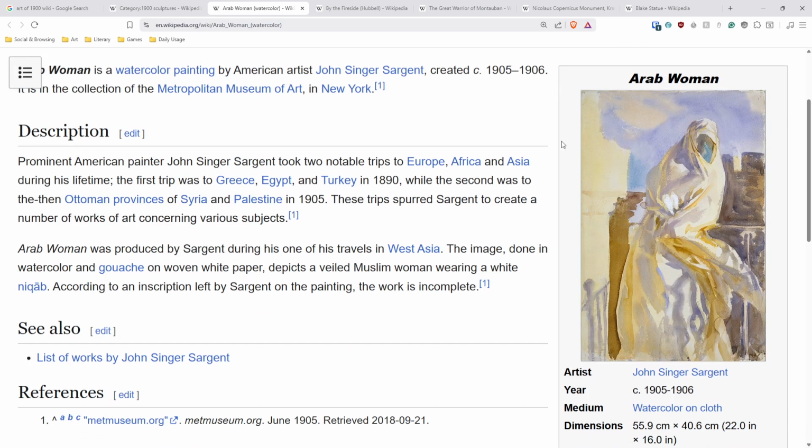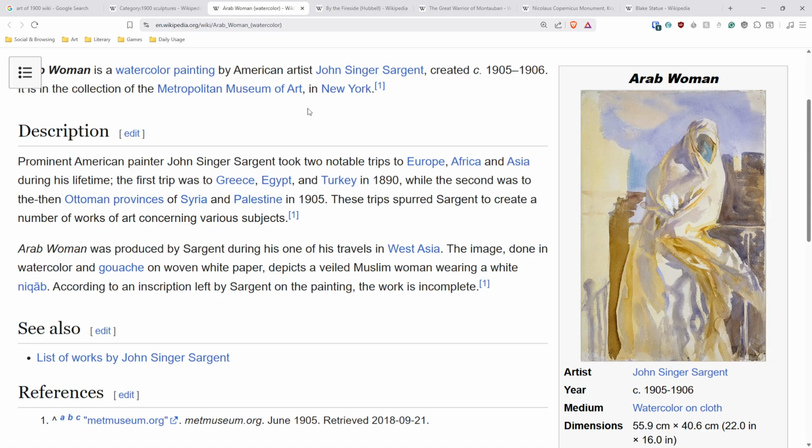This looks like a card from Magic the Gathering, kinda, to me. Prominent American painter John Singer Sargent took two notable trips to Europe, Africa, and Asia during his lifetime. The first trip was to Greece, Egypt, and Turkey in 1890, while the second was to the then Ottoman provinces of Syria and Palestine in 1905. These trips spurred Sargent to create a number of works of art concerning various subjects.